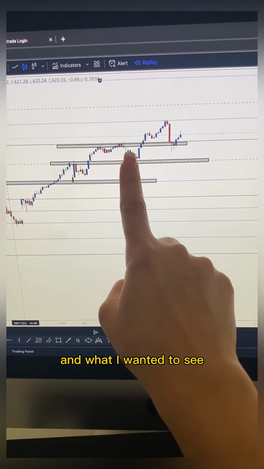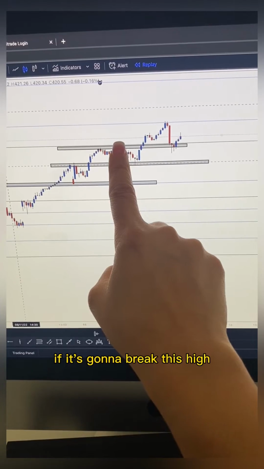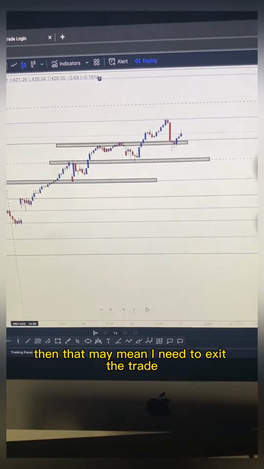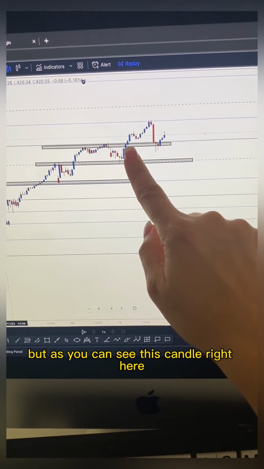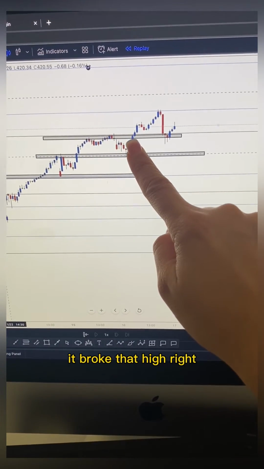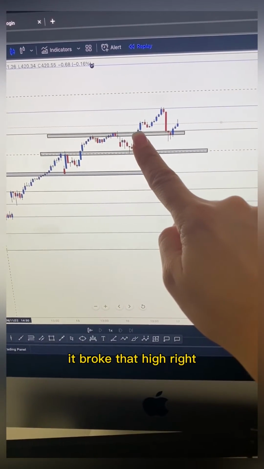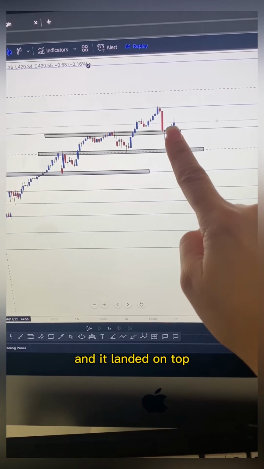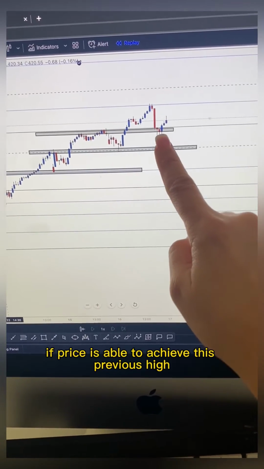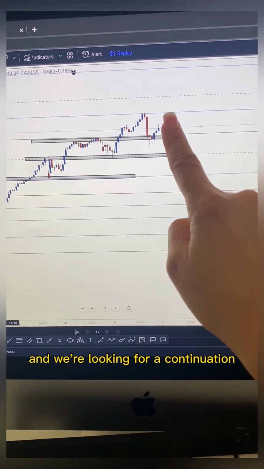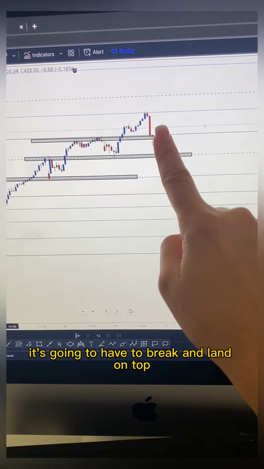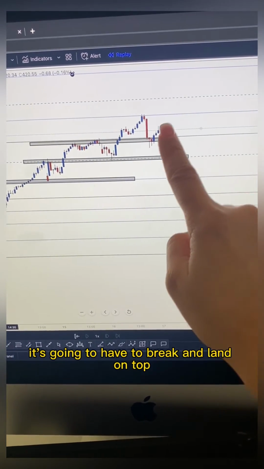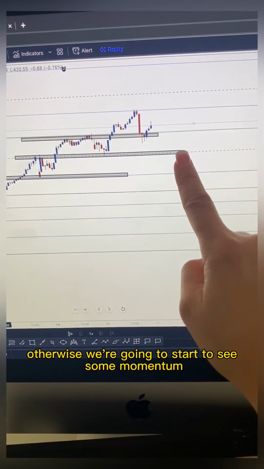I'll take it up. And what I want is to see if it's going to break this high. If it doesn't, then that may mean I need to exit the trade. But as you can see, this candle right here, it broke that high, right? And it came back and it landed on top. Now it's trying to do it again. If price is able to achieve this previous high and we're looking for a continuation, it's going to have to break and land on top. Otherwise, we're going to start to see some momentum down.